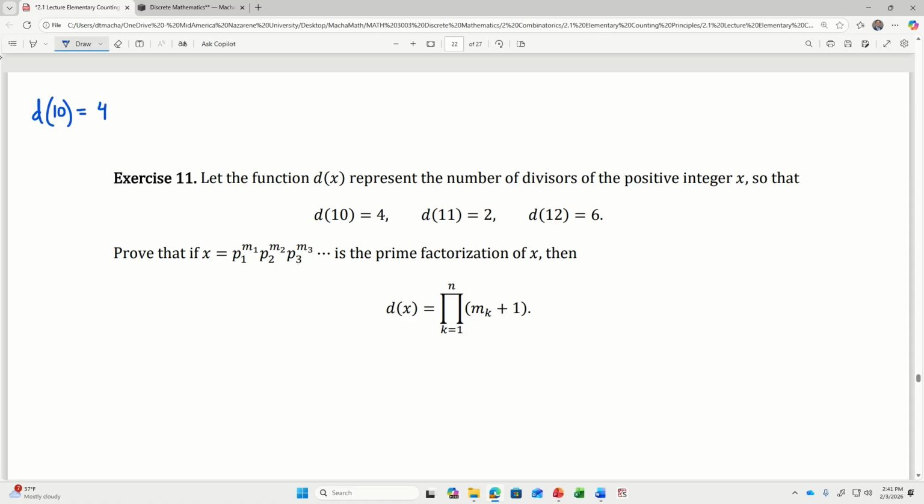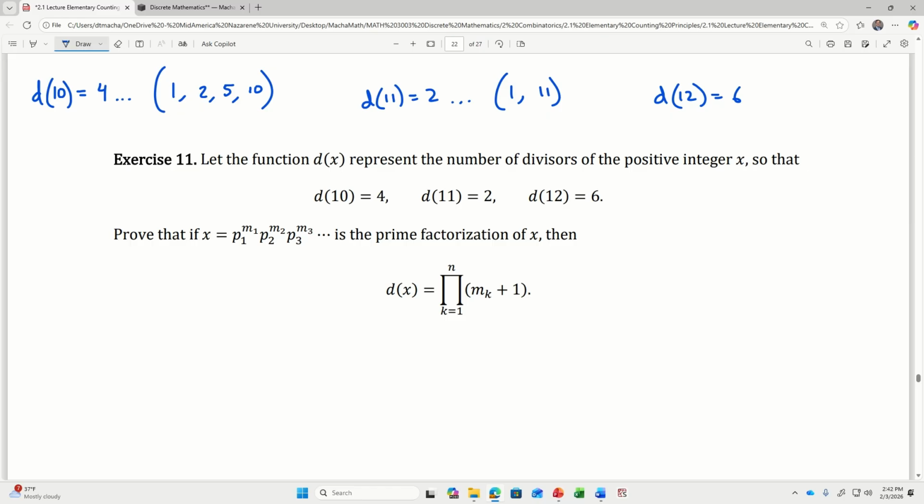There are 4 divisors of 10. What are they? 1, 2, 5, 10. Okay, we say that d of 11 is 2 because what are the divisors of 11? 1, 11. We say the number of divisors of 12 is 6 because what are those? 1, 2, 3, 4, 6, 12.